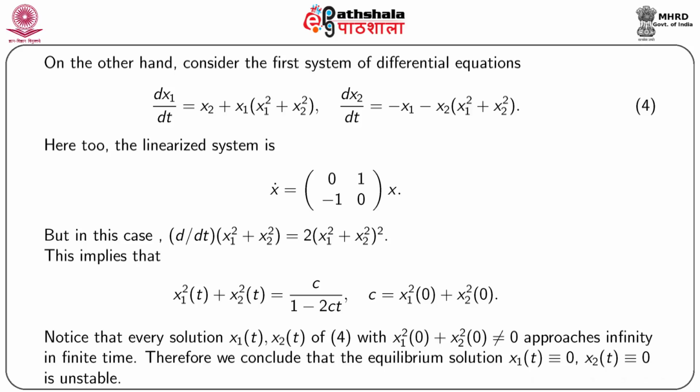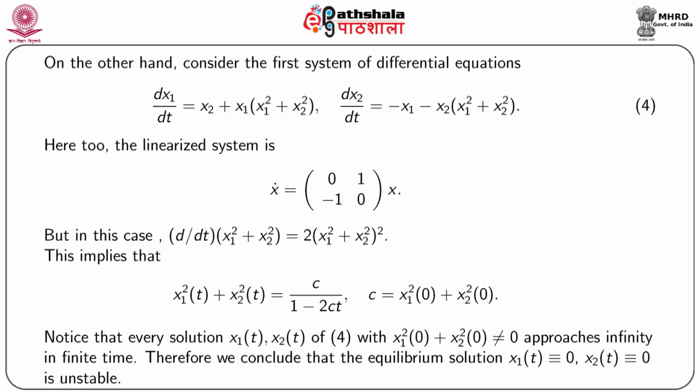On the other hand, consider the system of differential equations of the form dx1/dt is equal to x2 plus x1 times (x1 squared plus x2 squared), and dx2/dt is equal to minus x1 minus x2 times (x1 squared plus x2 squared), given by equation 4. Like before, we consider the linearized system here in the form x dot is equal to the matrix [0 1; -1 0] times x.